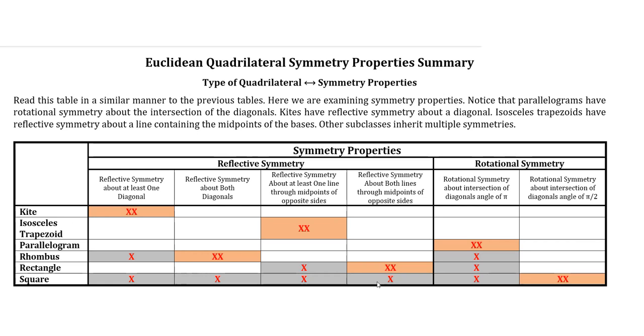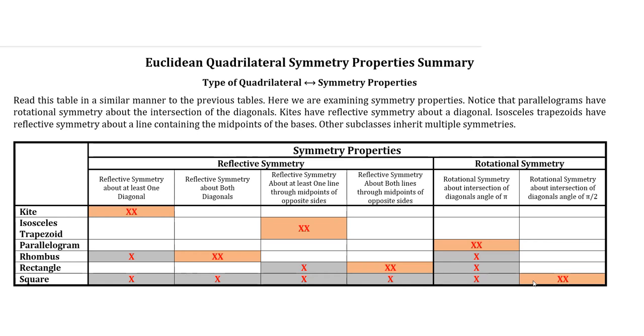So really the only way you can have rotational symmetry is if you have a parallelogram, and they will have a rotational symmetry about the midpoint of one of the diagonals, which is also the midpoint of the other diagonal, and the angle will be pi radians, or 180 degrees. And so that's enough to make it a parallelogram, and these other special kinds of parallelograms have that property. But a square has even more special rotational symmetry that the others don't have.